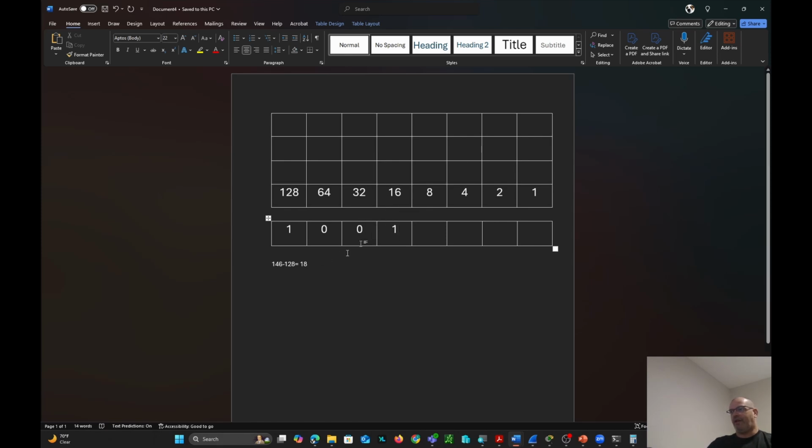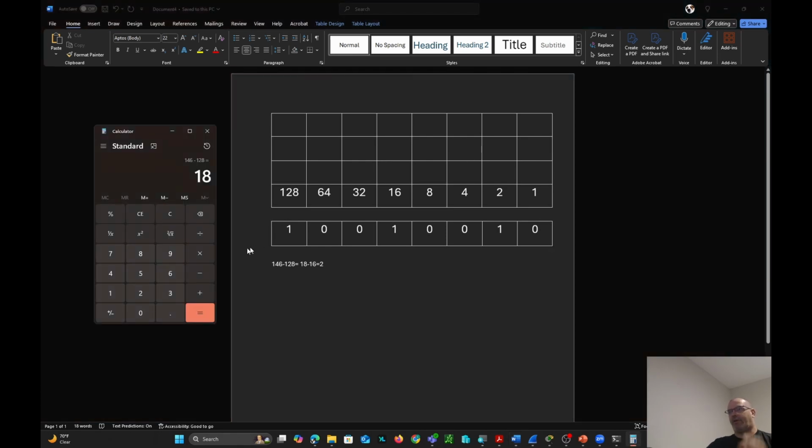All right, so we now subtract that. 18 minus 16 equals 2. All right, so 2 is less than, so 0. Less than 4, 0, equal 1. All right, and then 0. Now let's go back and check our work, okay?